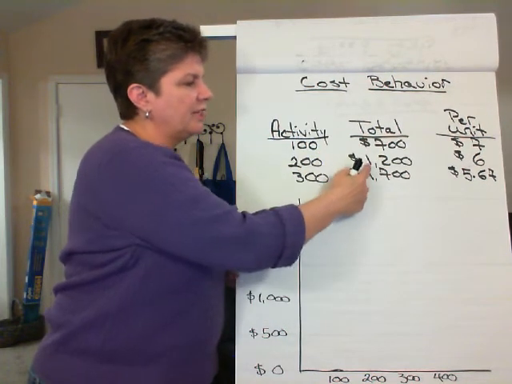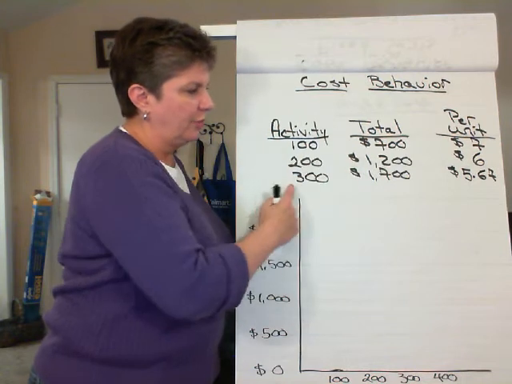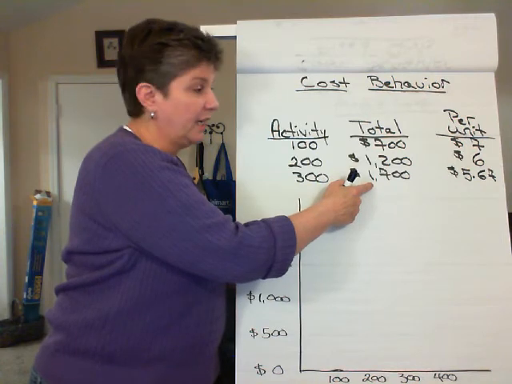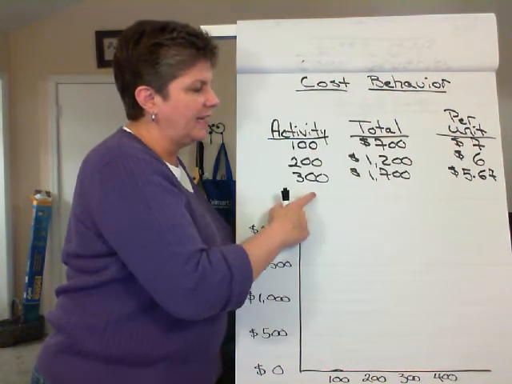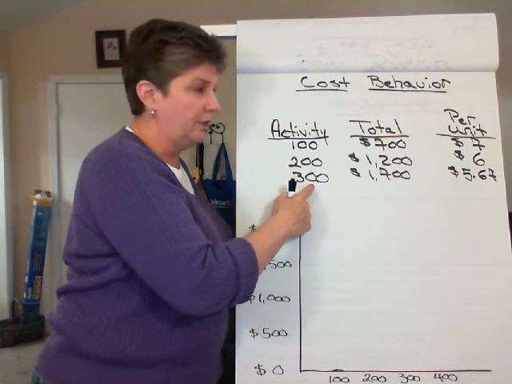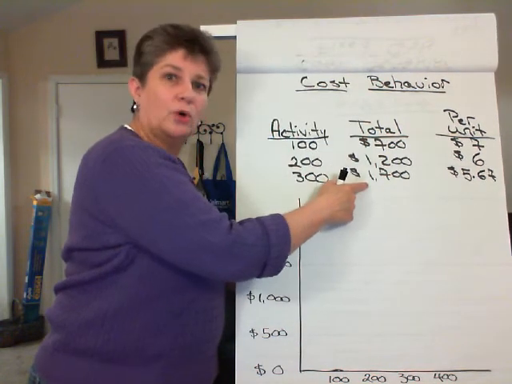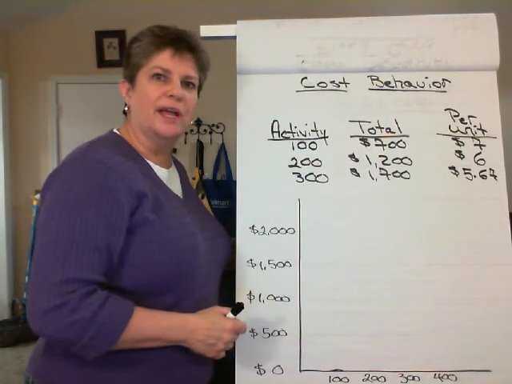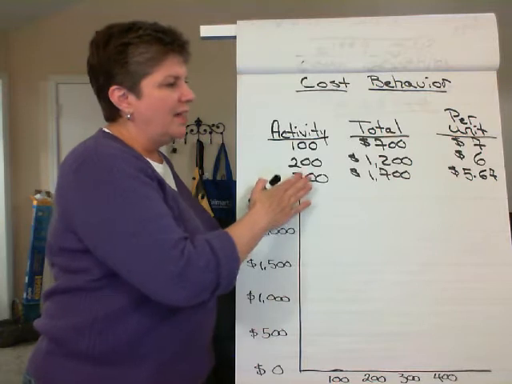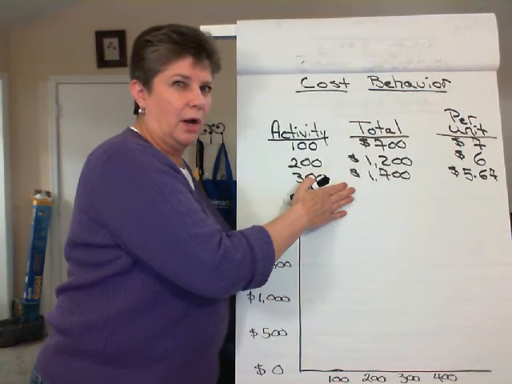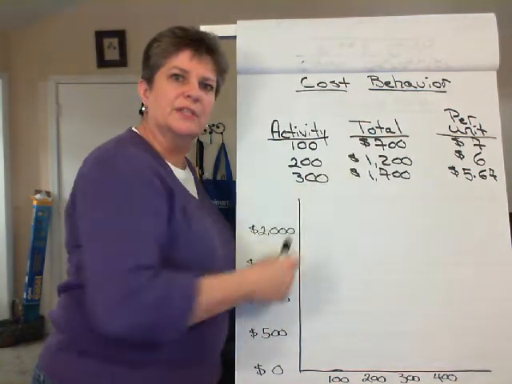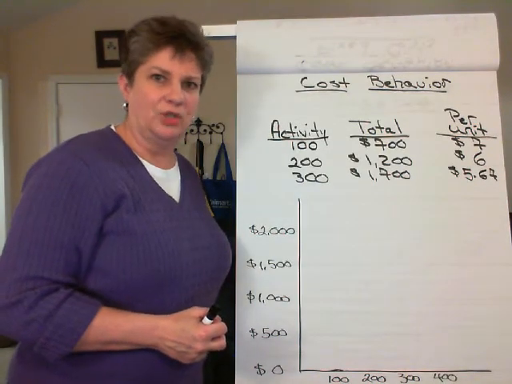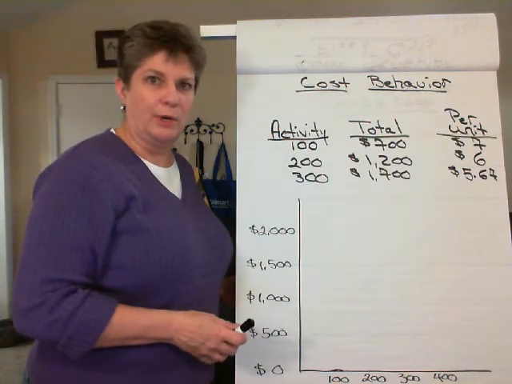So the total cost is increasing, and as we go on down to 300, we see it move. The total cost changes from $1,200 to $1,700. So as activity increases from 100 to 300 units, the cost is also increasing, but it is not increasing in proportion to the change in activity. So this has the appearance of being a variable cost, but the cost behavior doesn't demonstrate that direct and in proportion to change in activity that total cost is supposed to show.